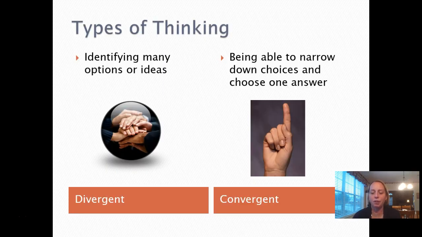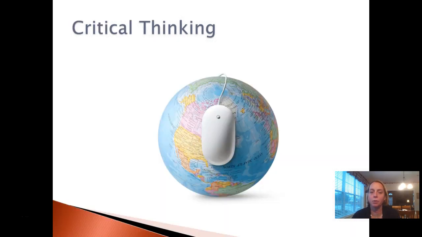And then the last part that I want to focus on is going to be critical thinking. And there's divergent and convergent thinking. Divergent thinking is really about trying to think about many different options, where convergent is more narrowing it down and ultimately choosing one. So there are different types here, and we're going to talk more specifically now about critical thinking.